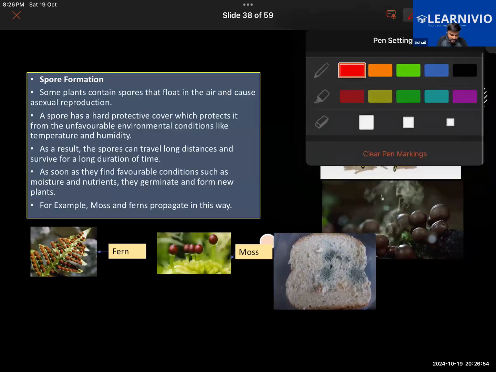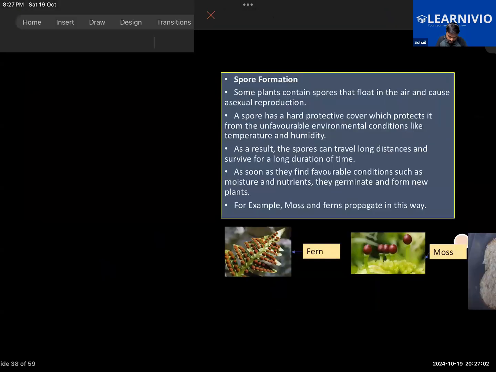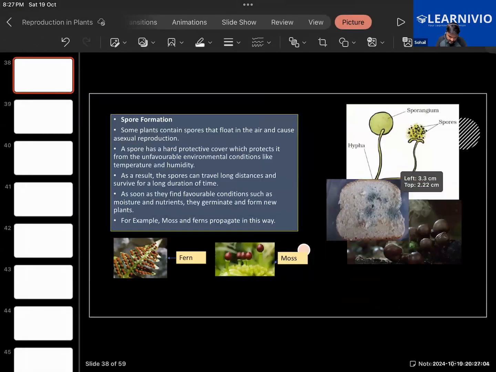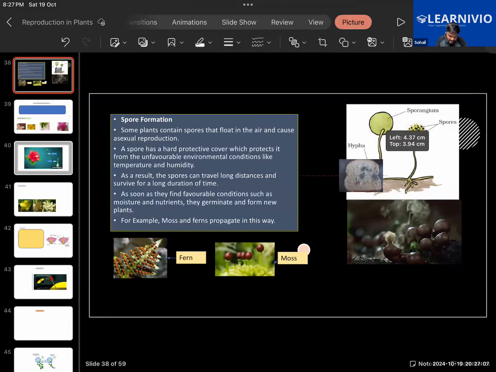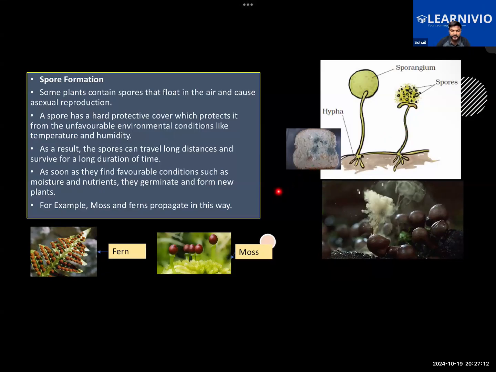Next, we have spore formation. Now, as you can see here, the example which I have taken is just to make you understand in detail the structure of the spores. This is the image of bread. After some time, if the bread expires, you will see brown and greenish patches develop on it. You might have observed this, right?